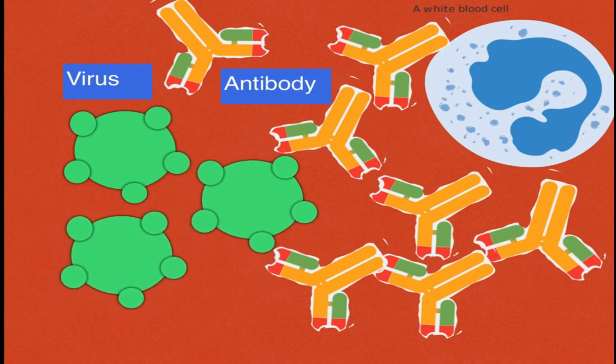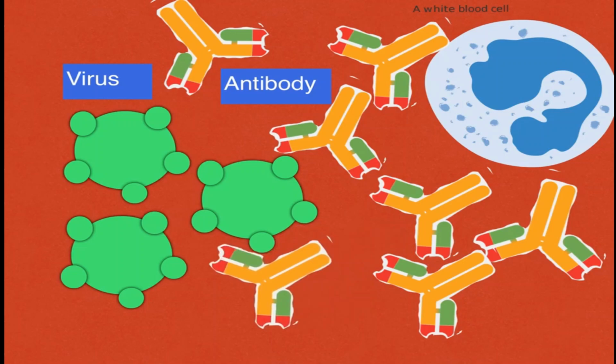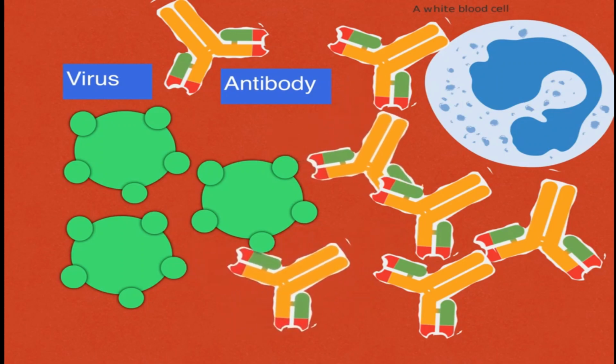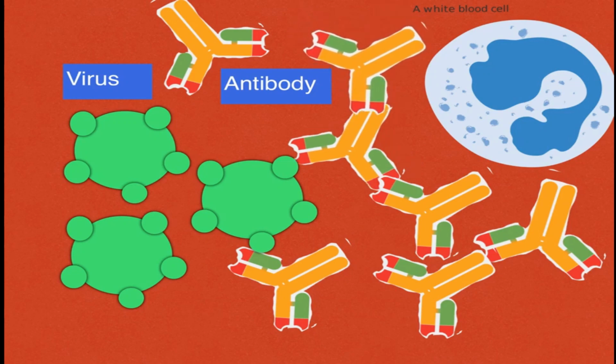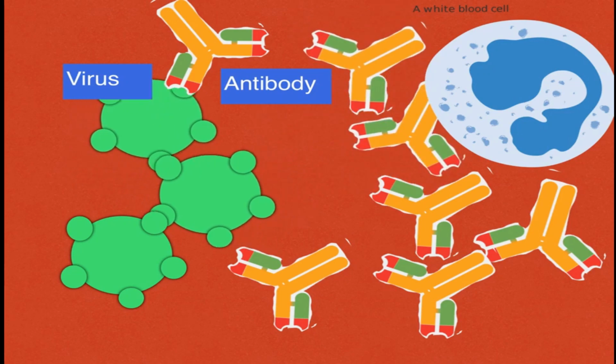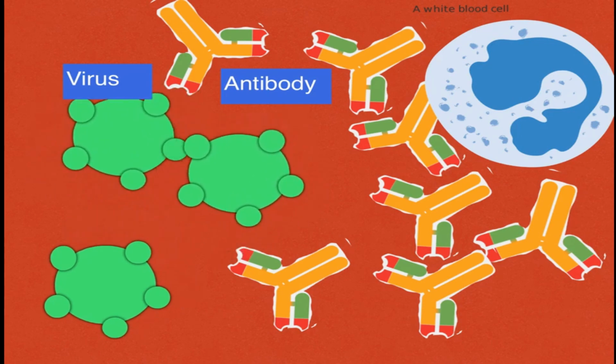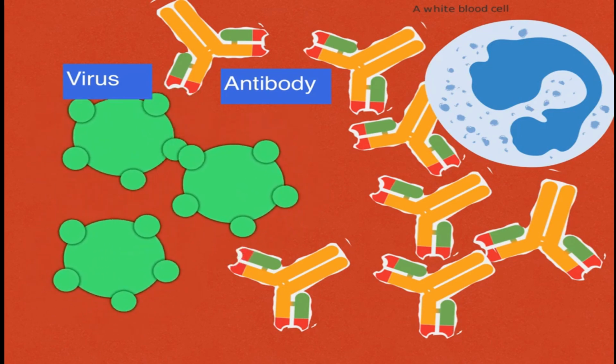So rather than waiting for your immune system to produce lots of antibodies, what scientists are looking at is producing a vaccine that protects you, so your body produces the antibodies before you are infected with COVID-19. So I'm going to talk about what happens next.